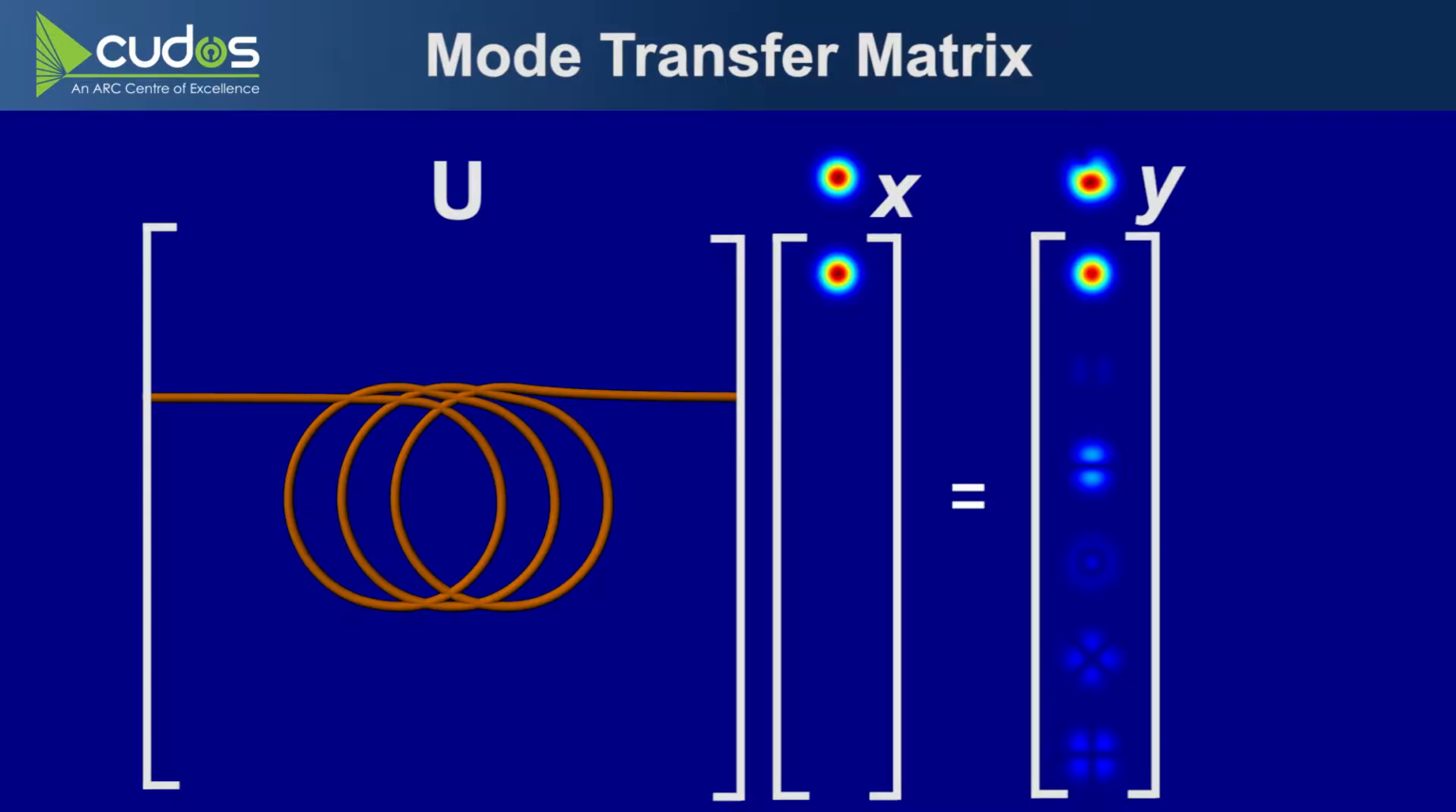The mode transfer or propagation matrix describes the amplitude and phase of the couplings between all the spatial and polarization modes a fiber supports. It completely describes the propagation of light within the fiber for a given wavelength and can be used to map any input field to the corresponding output field. If you know the transfer matrix and you know what you're coupling into the fiber, then you know what you're going to be getting out.